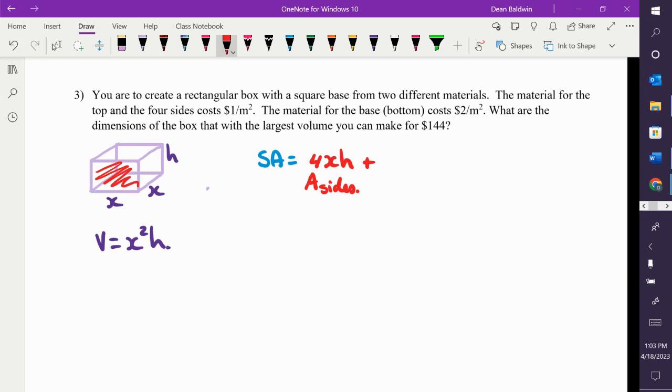X squared. Does everybody see that? Like this bit right there. That's going to be x squared, right? The green bit? So that's going to be x squared. So this is the area of the top.